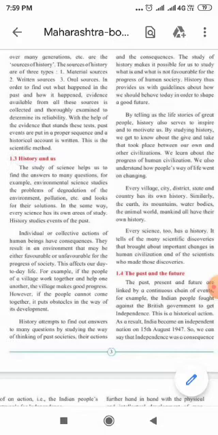Further, we have seen that proofs or evidence of history are the objects which are found. So these objects or sources are divided into material source, written source and oral source.